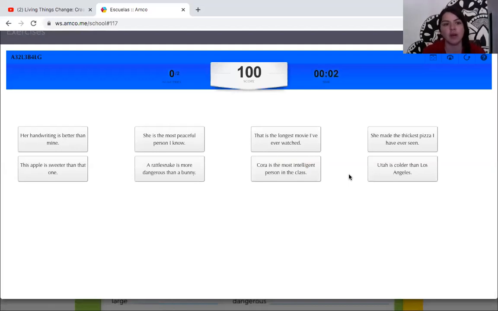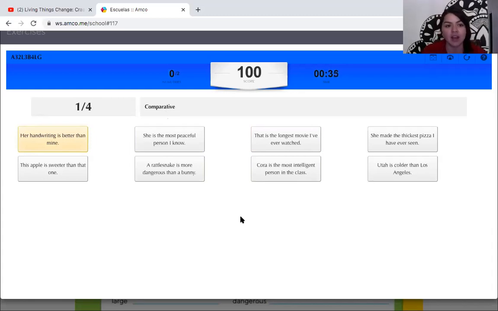There you go. Now, what do we need to do? We need to pick one of these, and the computer is going to tell us what kind of sentence it is, or what kind of adjective it is. Let's pick the first one. It's comparative. We have 4 sentences here that are comparative. Which of them are the comparative sentences?